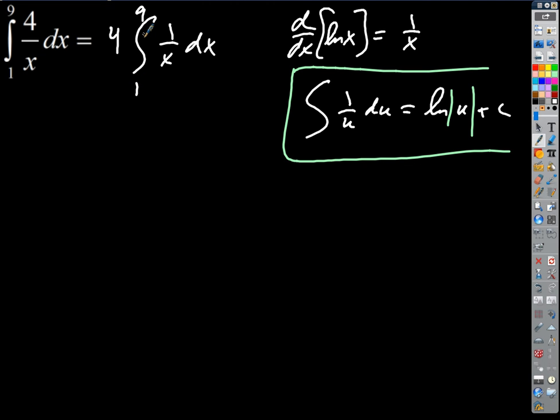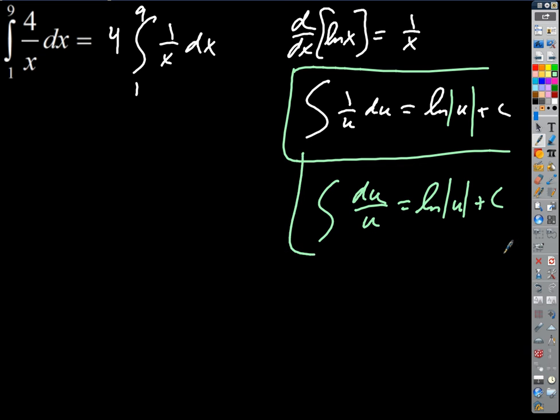And a lot of times what we'll do here, I don't really like to write it this way. I'd write it like this: the integral of du over u, right? So it just looks like a ratio. Later on, that'll be helpful, I promise you. Equals natural log of absolute value of u plus c. Okay. So then, what's this become? What's our antiderivative? Oh, there it is, right? We get natural log of absolute value of x.